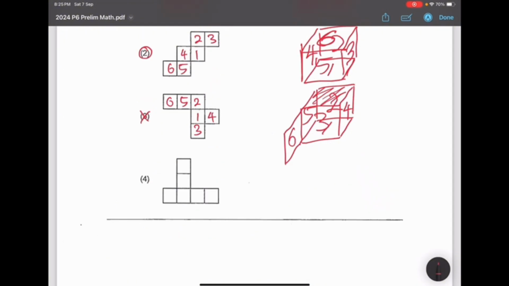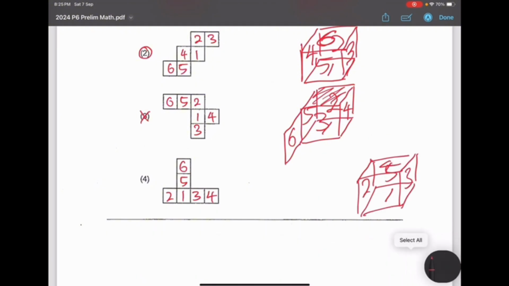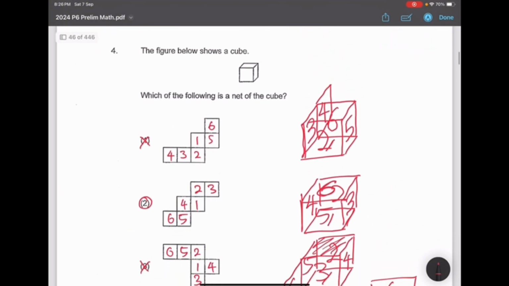And lastly, number 4. Likewise, 1, 2, 3, 4, 5, and 6. Alright, 1 to be on the bottom, 2 will be at my side, 3 will be at my other side, and 4 would be on top. Right? But now 5 is behind, and 6 would be on top as well. Right? So it will clash with number 4, and therefore number 4 is not my answer. So the answer for question number 4 is number 2.